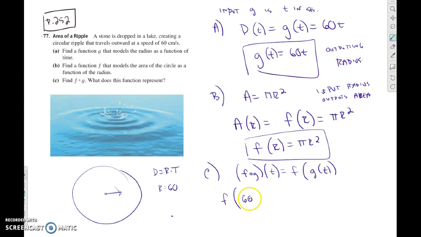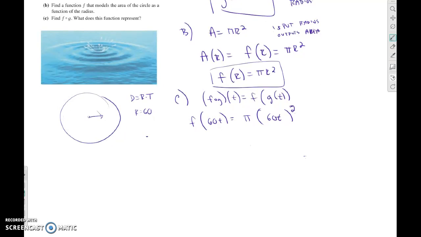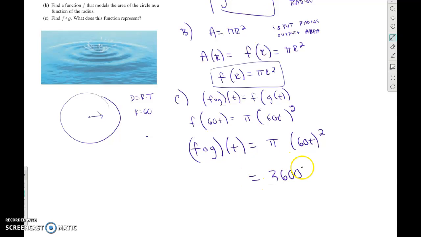G of t is 60t. F is pi times r squared. And we're going to input that 60t. So f of g of t is equal to pi times 60t squared. And I guess we could simplify that if we wanted to. I don't really want to, but I'm going to anyway.